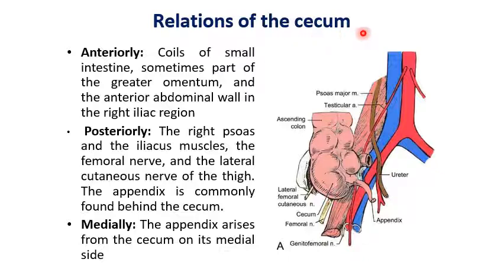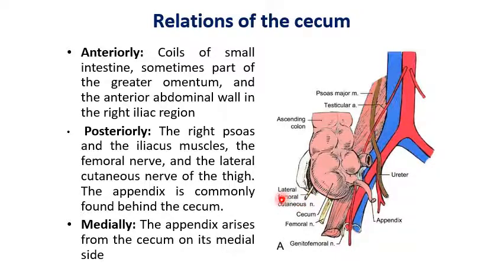Now the relations of the cecum. Anteriorly there will be coils of small intestine, some part of the greater omentum, and the anterior abdominal wall of the right iliac region. Posteriorly, the muscles of the back, the right psoas major and the iliacus muscle. These are the muscles, psoas major, and the nerves will be the femoral nerve and the lateral cutaneous nerve of the thigh. This is the femoral nerve and this is the lateral cutaneous nerve of the thigh.